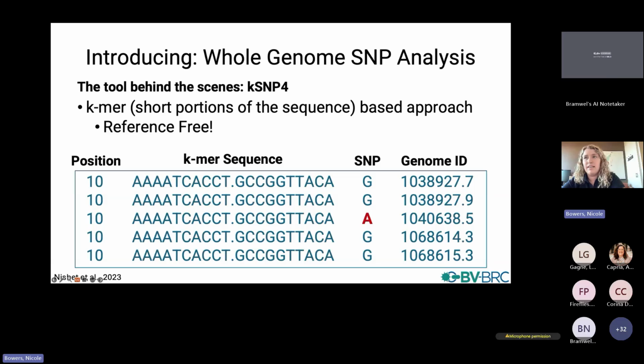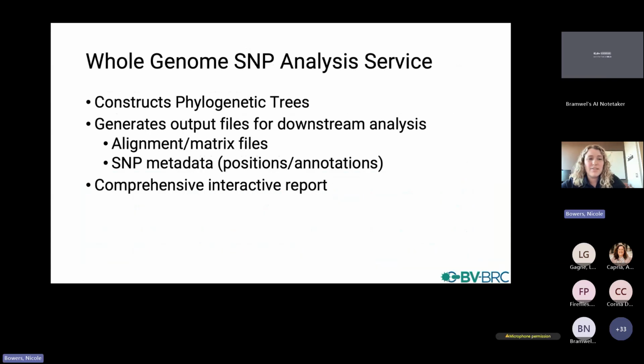Then on the right, we have the genome ID. This is used across the BRC to identify that genome. So you could take this from the report and search it, which I'll show you once we're on the website portion. The output of this service is phylogenetic trees.